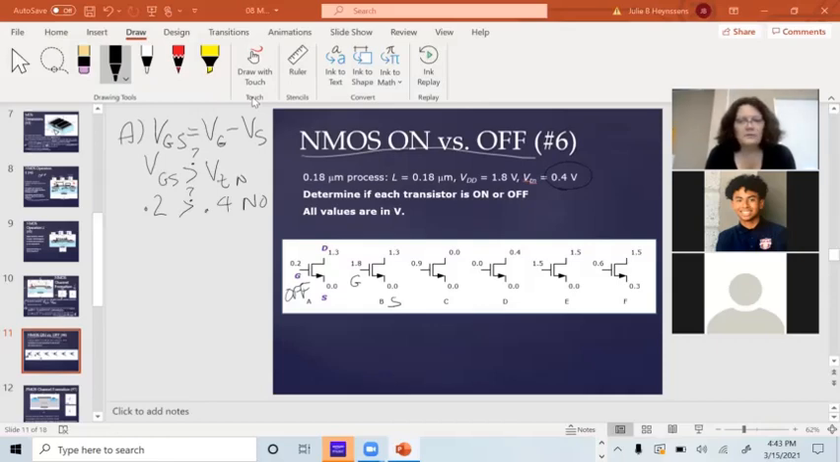Okay. So B, is it on or off? It's on. VGS is 1.8 volts, so that is on.